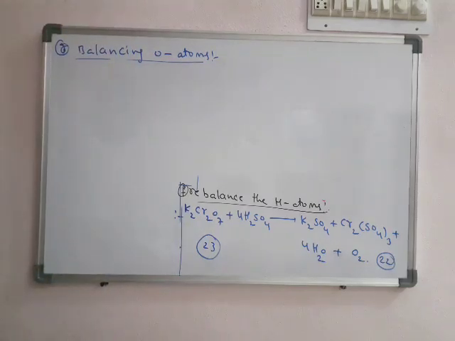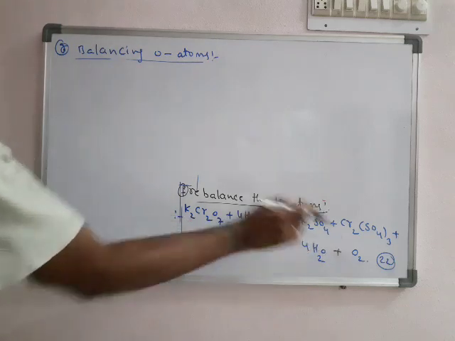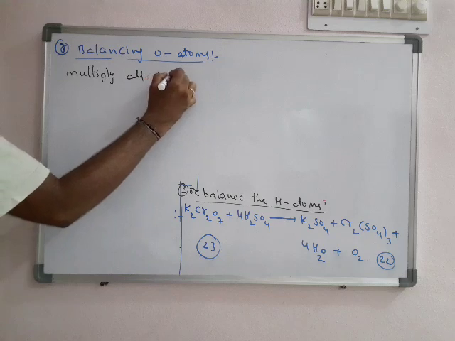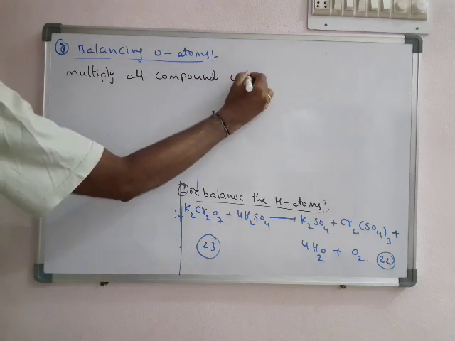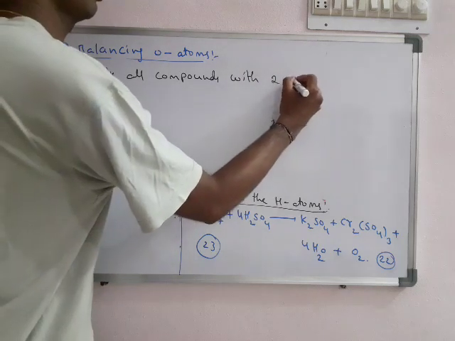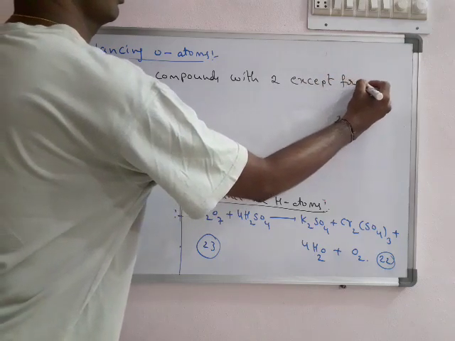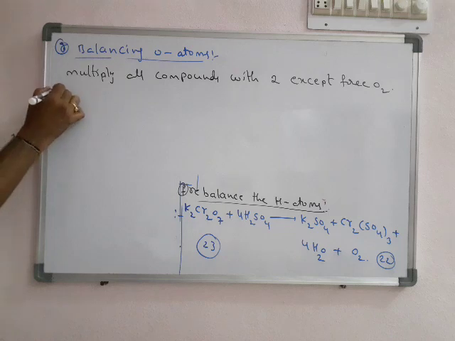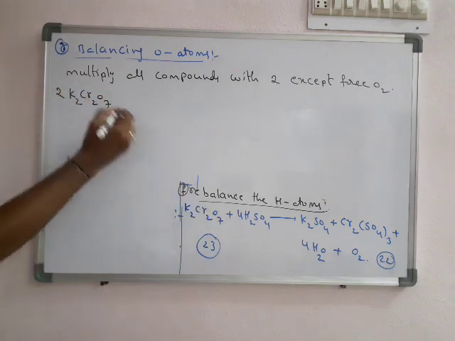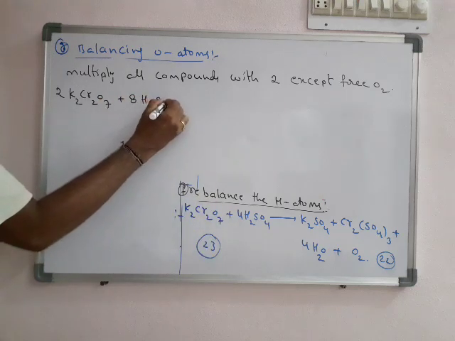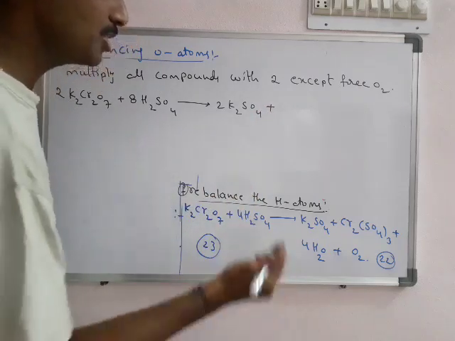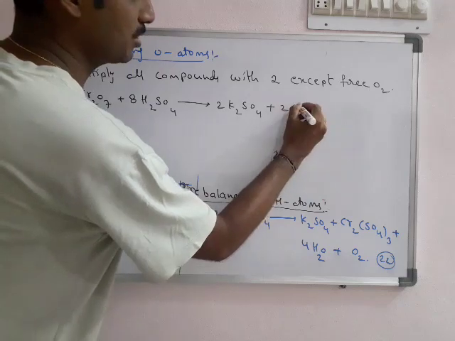So now multiply all the compounds except that free oxygen by 2. Then how does it become? Eight. We just follow the rules. If you can balance the equation by hit and trial method, that is also very suitable, but we need to introduce this method.